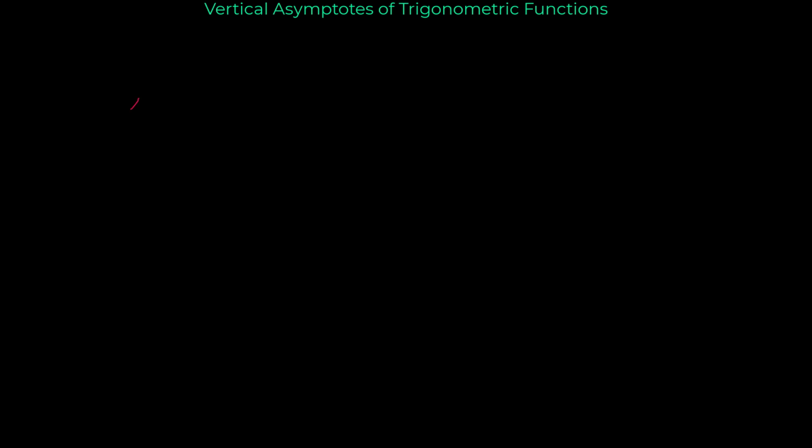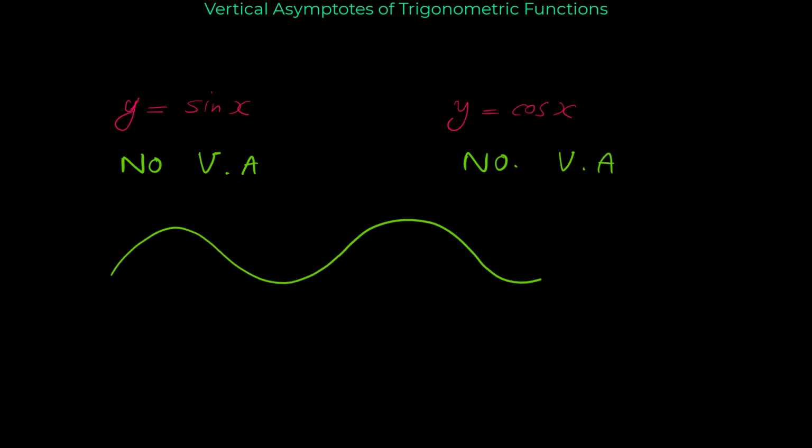First of all, let me tell you something about sine and cosine functions, sine x and cosine x. These are two important trigonometric functions, and they don't have any vertical asymptote. If you remember the graph of these functions, it is like a wave. It goes up and down. As you can see, they don't have vertical asymptotes.